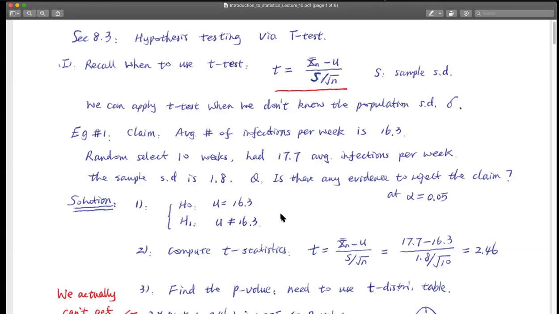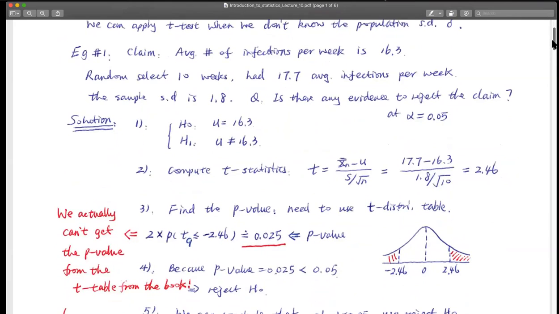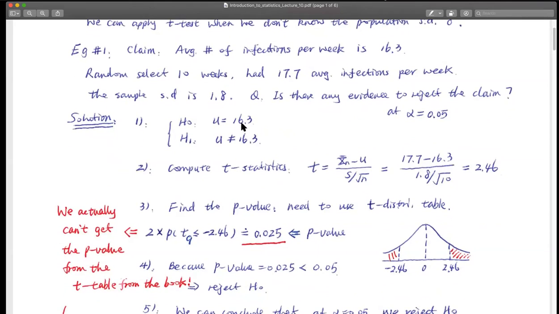So when we try to write down step number 1, write down H0, H1, right? That's pretty straightforward. H0 always has equal: average equal to 16.3. H1, because they did not say it's higher or lower, by default is not equal to. Number 2, doing the calculation.